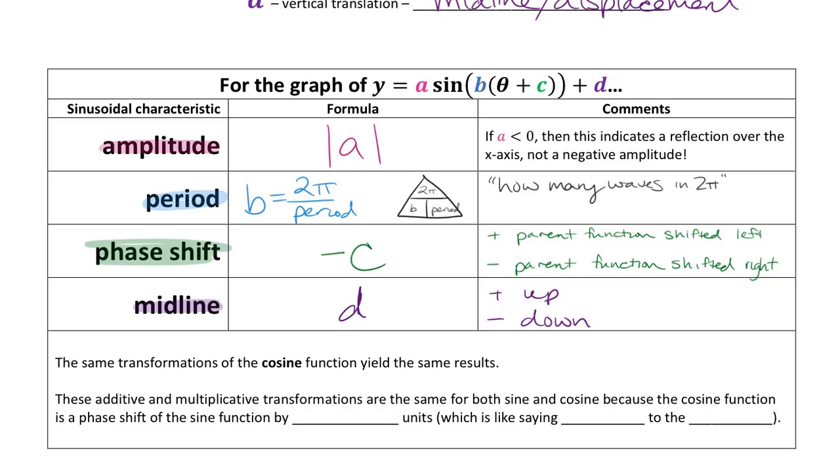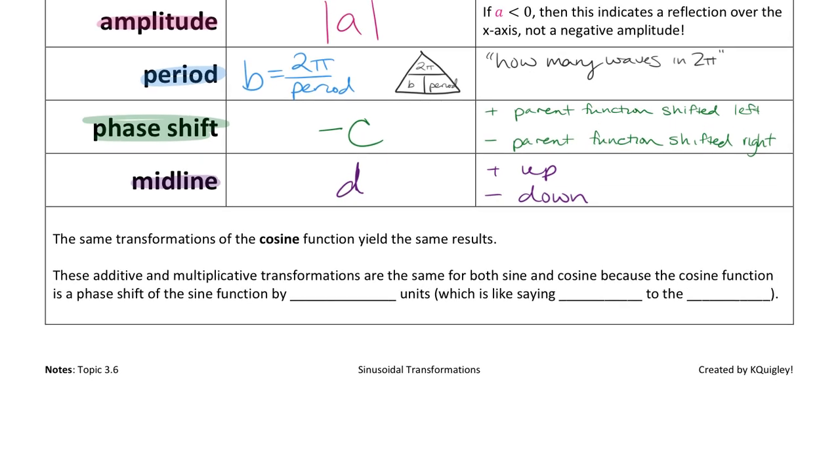Now, this table technically is titled sine, but since sines and cosines really behave the same way, just at different phase shifts of each other, the same transformations with the same formula yield the same results for cosine as they would for sine. And like we saw earlier at the top, these additive and multiplicative transformations are the same for both sine and cosine, because the cosine function is a phase shift of the sine function by pi over 2 radian units, which is like saying that we had to shift it pi over 2 radians to the left.